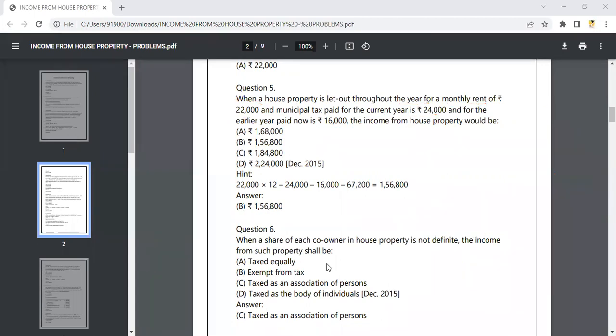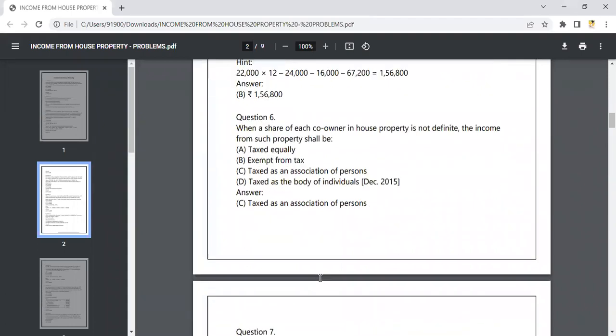That's your question number 6. Question 6 is also an easy question. When a share of each co-owner.